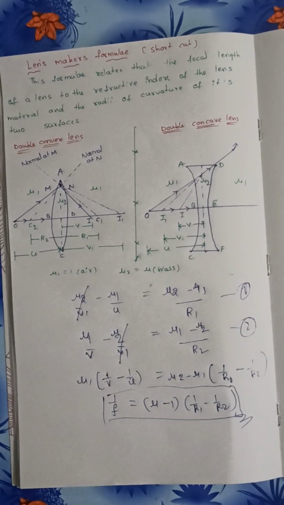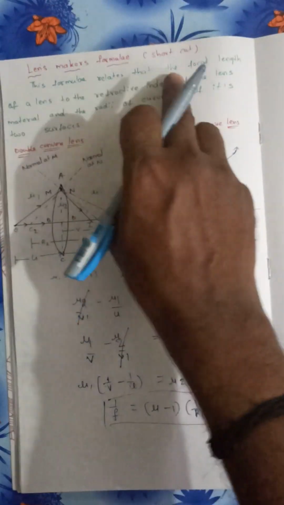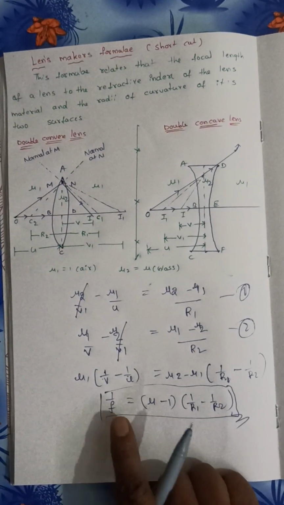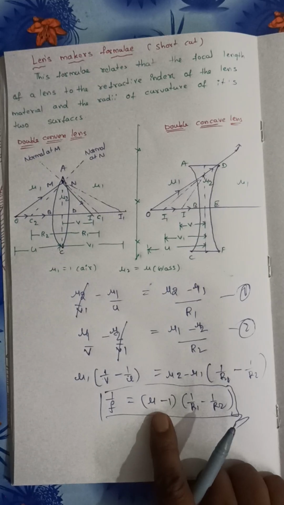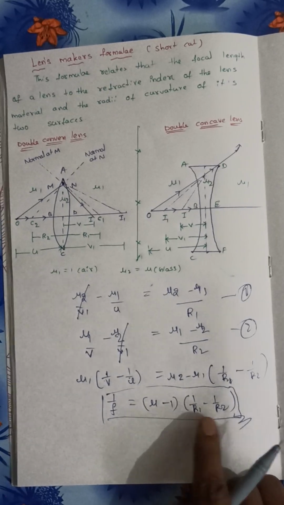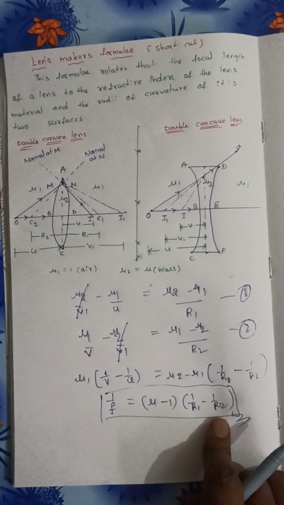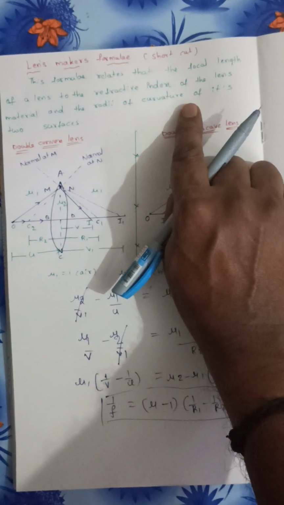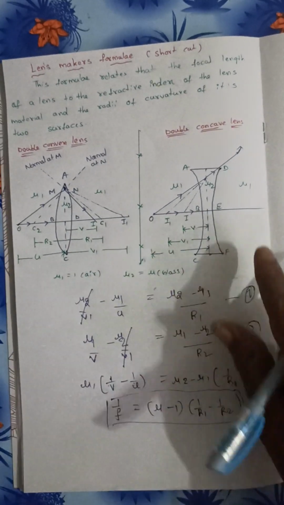Finished. This is the very shortest method. Once again I will revise. What is the lens maker formula? The mathematical connection between the focal length, refractive index and radius of curvature is known as the lens maker formula. You can give the same definition for both double concave and double convex; only the diagram is different, and the derivation is the same.